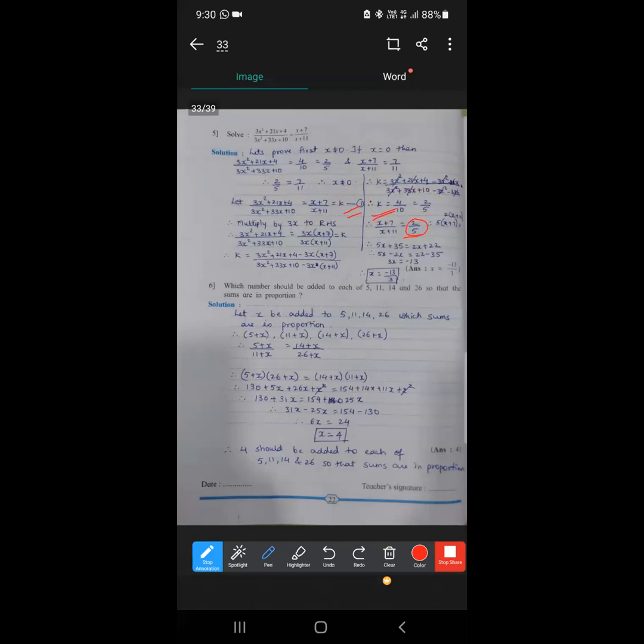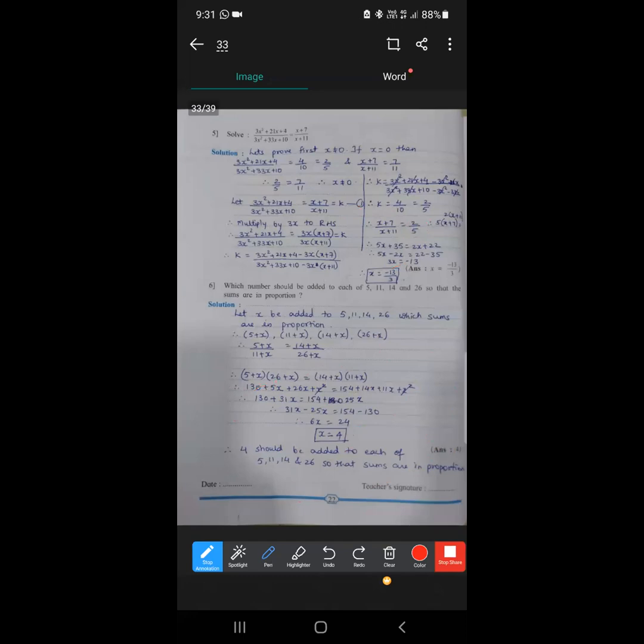Then 5x minus 2x, bring all the variable terms and the numerical terms on one side and the other side. So equal to 22 minus 35. 5x minus 2x will give you 3x is equal to 22 minus 35, which gives minus 13. This is an equation in one variable, 3x equal to minus 13, so x is equal to minus 13 upon 3. So that is the value for x.